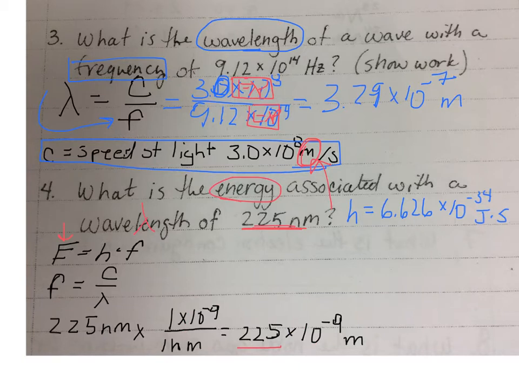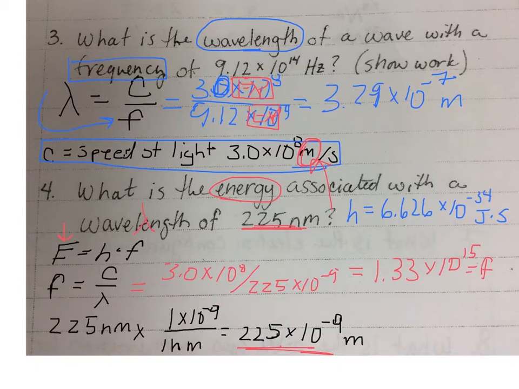Now, to go back to our problem, the first thing we want to do is say, okay, they gave me wavelength, so we're going to take our 3.0 times 10 to the 8th divided by our wavelength here, which is 225 times 10 to the negative ninth. And for that, we get 1.33, repeating, so 1.33 times 10 to the 15. So this equals our F.